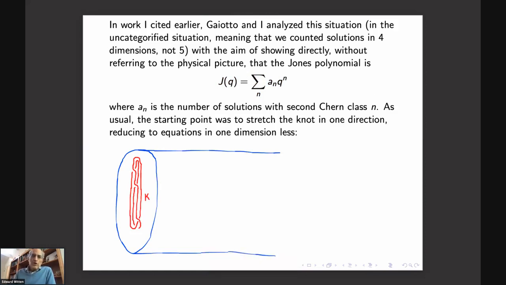So as usual, the starting point was to stretch the knot in one direction. Here I've drawn a 4-manifold, which is R3 times a half line, but I had trouble drawing R3, so I drew a compact portion of it. Then there's a knot in the boundary. I've called it K. It's been stretched in one direction. So there's occasional jumping, but generically it's independent of U. U is the stretching direction. We tried to understand what the solutions would look like after stretching.